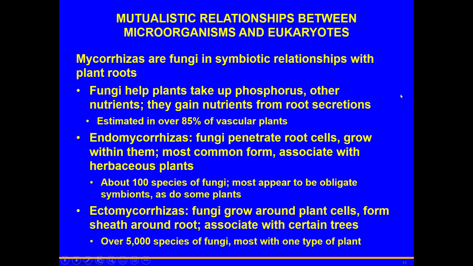Okay, so now what we're going to do is talk about some of the bacterial organisms and fungal organisms that play a key role in relationships with plants to help them to proliferate. Now, we have mycorrhizals, which are fungi that form symbiotic relationships with plant roots. The fungi help the plants take up phosphorus. And in some cases, they found some examples where some fungi not only take up the phosphorus, but take up nitrate. And then they give it to the plant. The plant, in turn, gives from the root secretions the carbohydrates that the fungi need. And it's estimated that this is seen in over 85% of the vascular plants.